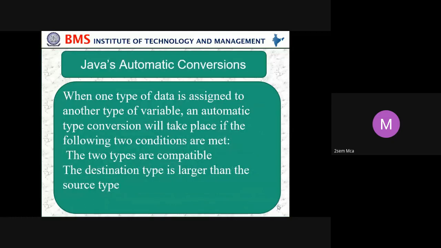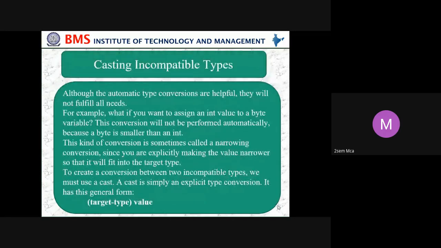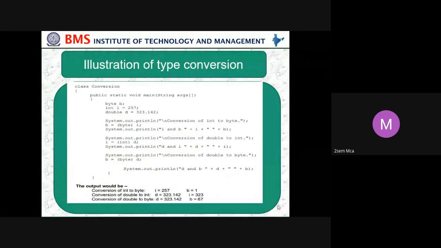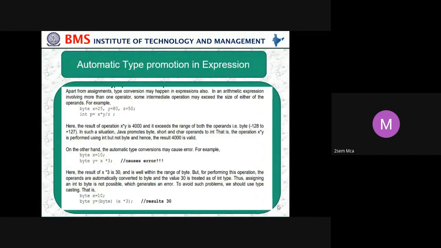Converting one data type to another data type, we call it casting. Java does it automatically when we put a smaller size into a bigger size. In case you are doing anything other than that, then we have to do it manually. That is casting. Sometimes it will be allowed, sometimes it will not be allowed. A program for casting. Then automatic type promotion in expressions.